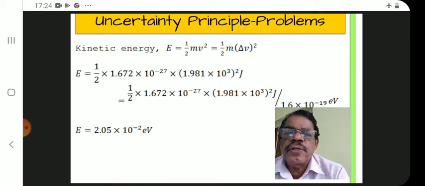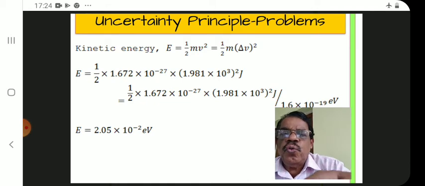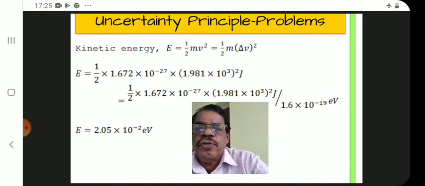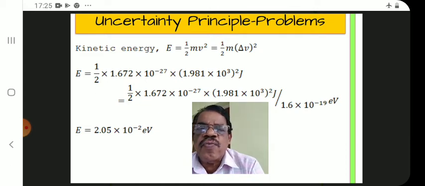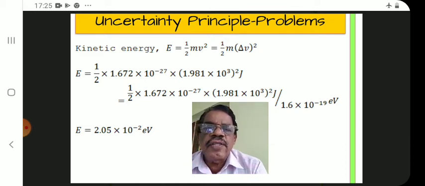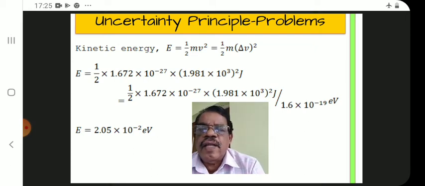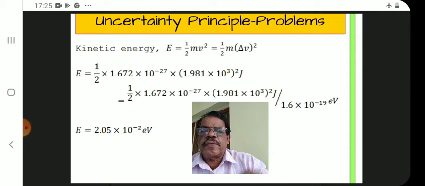To convert joule into eV, we have to divide it by 1.6 into 10 raised to minus 19. The answer is in eV. So E is equal to 2.05 into 10 raised to minus 2 eV. That is the answer.